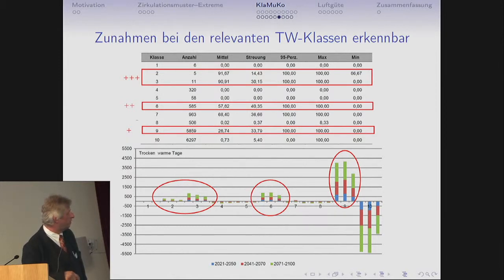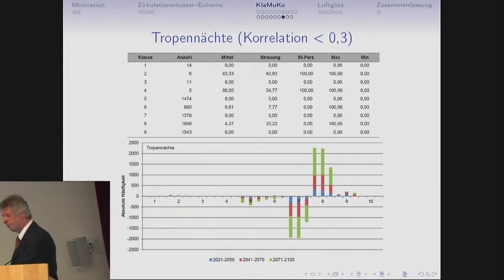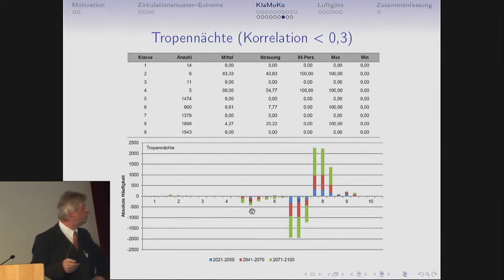Nevertheless, the contribution in class number 10 has a strong decreasing trend, but having almost no relevance for hot warm days. So these are not actually dry warm days. As a second example, these are the tropical nights. The correlation coefficient, that means these are nights in which the temperature does not fall below 20 degrees Celsius.